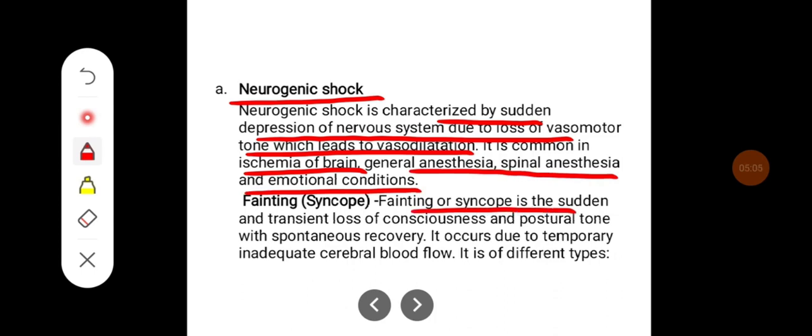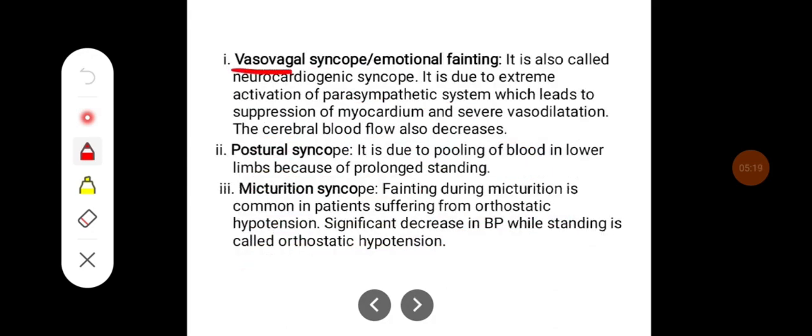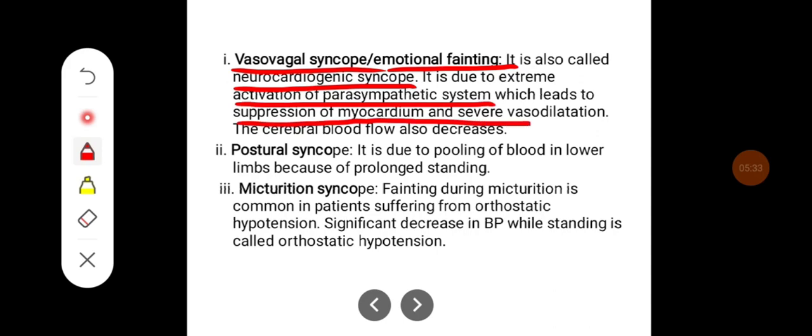Fainting or syncope is a sudden and transient loss of consciousness and postural tone with a spontaneous recovery. It occurs due to temporary inadequate cerebral blood flow. It is of different types. The vasovagal syncope, which also occurs in emotional fainting, is also called neurocardiogenic syncope. It is due to the extreme activation of the parasympathetic system, which leads to suppression of myocardium and severe vasodilatation. The cerebral blood flow also decreases.